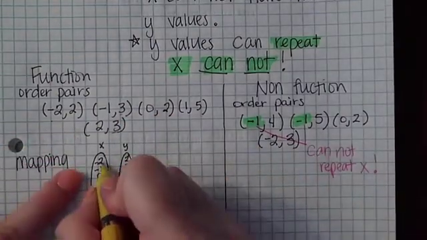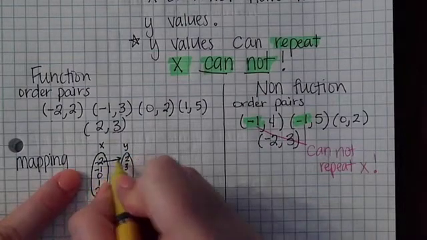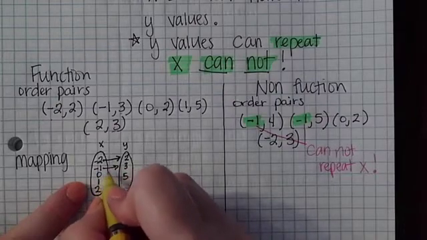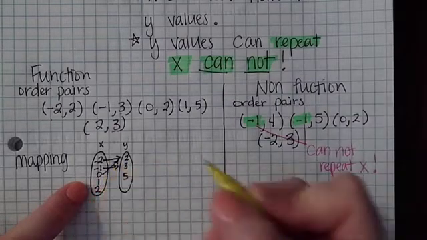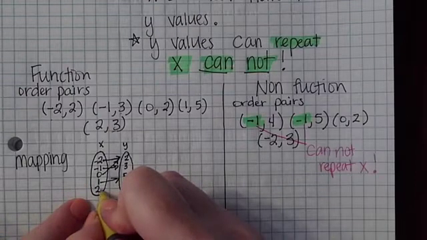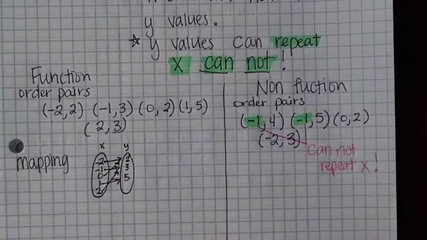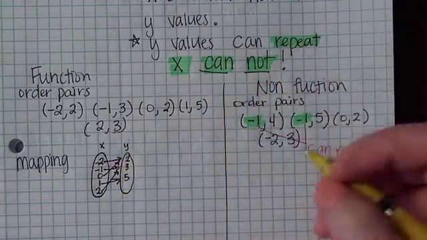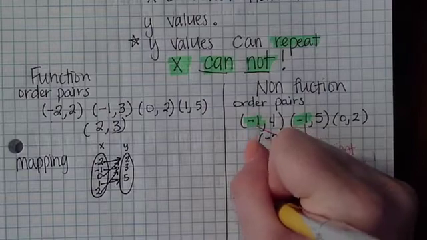So -2 goes to 2, -1 goes to 3, 0 goes to 2, so I'm going to draw that arrow up there. 1 goes to 5, 2 goes to 3. So notice none of these arrows go to two different places. Watch the one for the non-example.